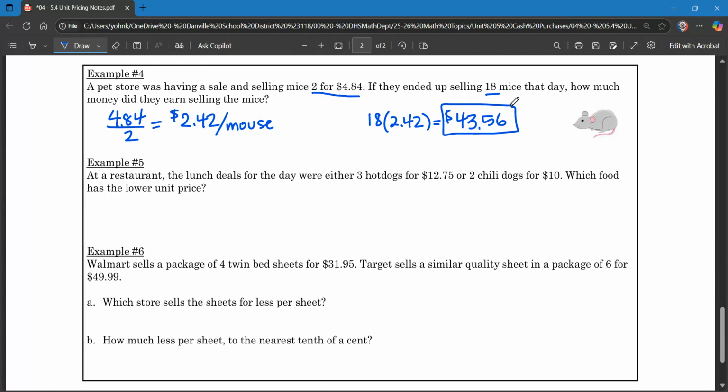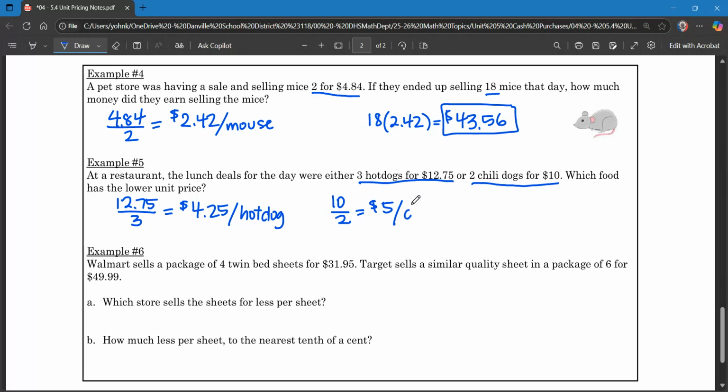All right, example number 5. At a restaurant, the lunch deals for the day were either 3 hot dogs for $12.75 or 2 chili dogs for $10. Which food has the lower unit price? All right, well, let's do hot dogs. Hot dogs are $12.75, and you get 3 of them. So $12.75 divided by 3, that's $4.25 per hot dog. Chili dogs are $10 and you get 2 of them, so that's $5 per chili dog.